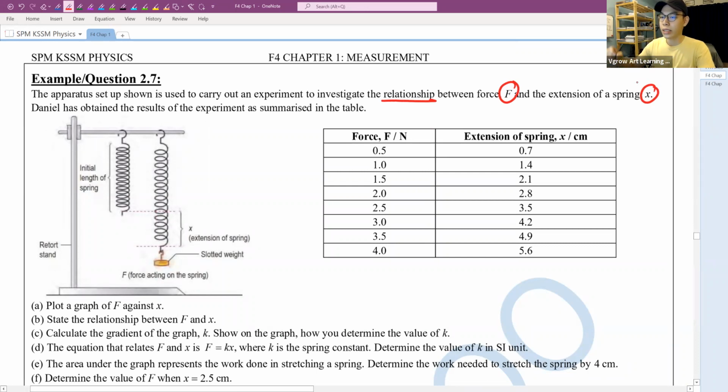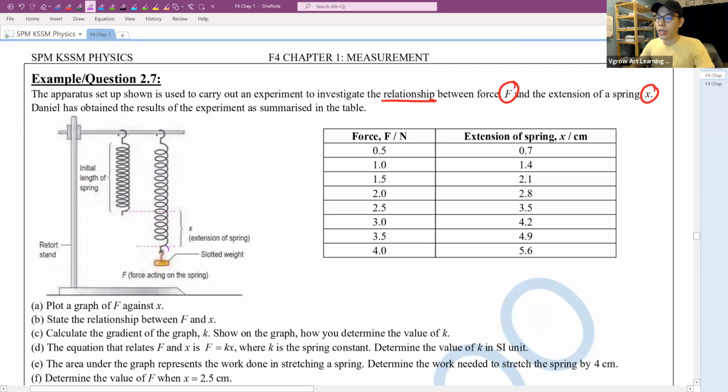If you are not sure what is the meaning of extension of the spring, you can look at the diagram. At first, your spring originally has a length of this much, initial length. And then if you go and hang a weight, which is the force, the spring will definitely become longer, okay, will extend. So how much your spring extend? This is called the extension. How much your spring extend? That is called the extension of the spring. That would be in cm for this case, right?